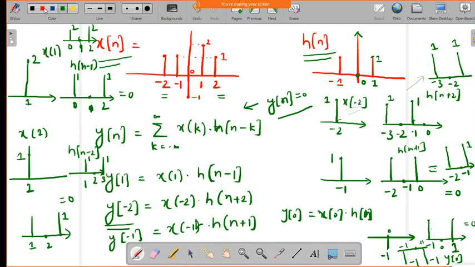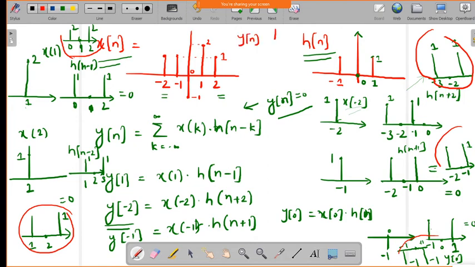So what are all the responses we got? So this is the one response, okay, and this is another response, and this is another response which is this one, and this one is another response, and this is a final response. Now we need to add all these output responses to get the final output. So now what is y of n? Y of n, I will plot it here. So now at corresponding indexes you need to add it.